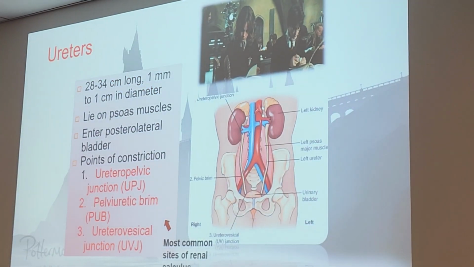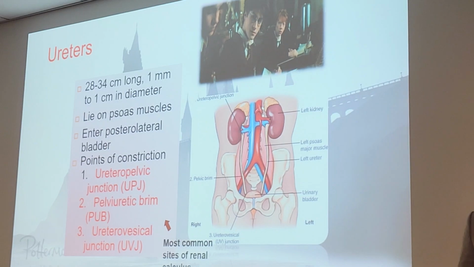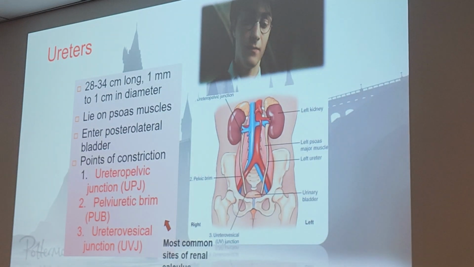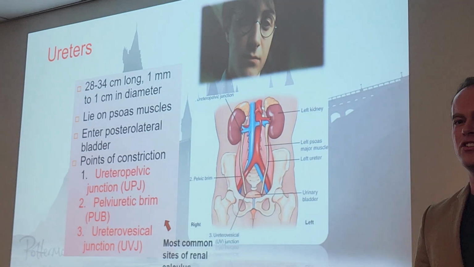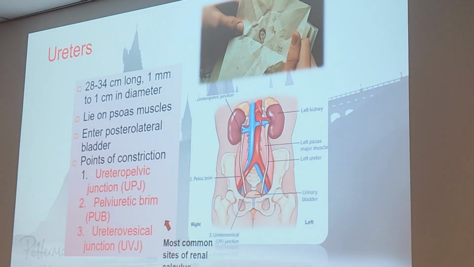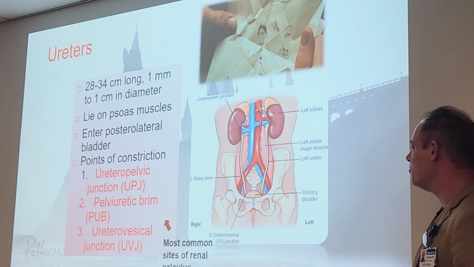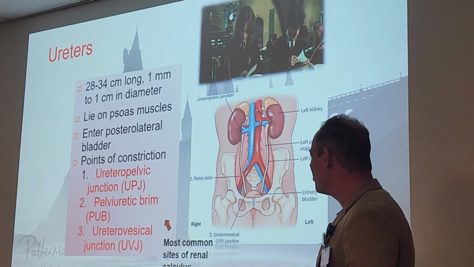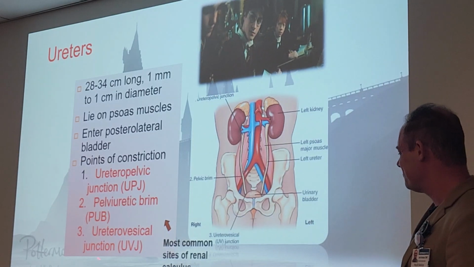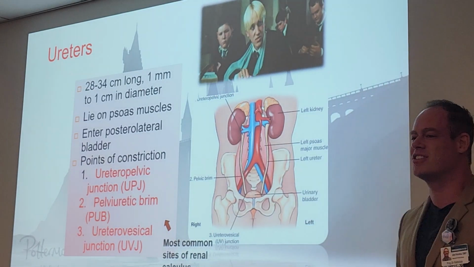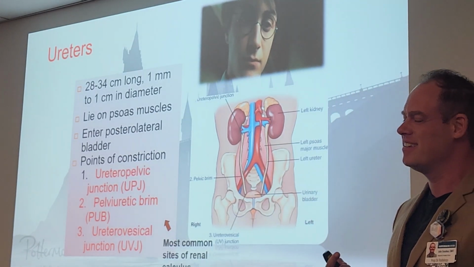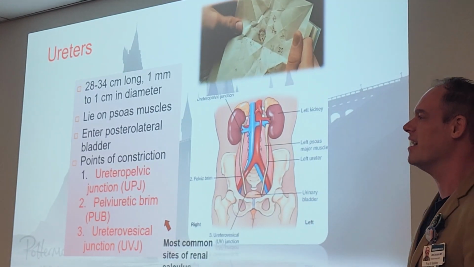So talking about the ureters, guys, there are 3 points of constriction in the ureters. You do need to know how to identify and label these. We have the uretero-pelvic junction, or the UPJ, the pelvic brim, the PUB, almost said PB&J, PUB, and the uretero-vesical junction, the UVJ. These are the most common sites of renal calculus obstruction. And what's a renal calculus? I just talked about it. Kidney stone, correct.